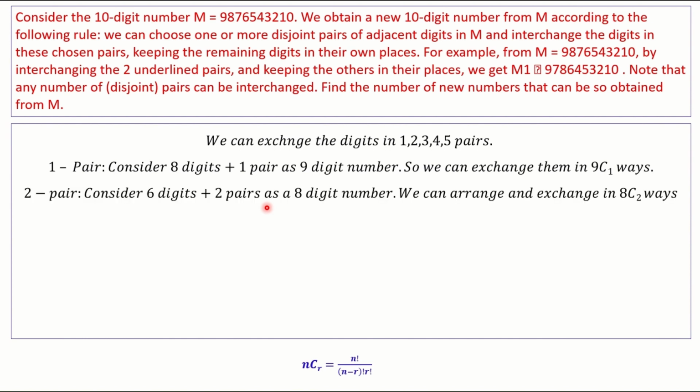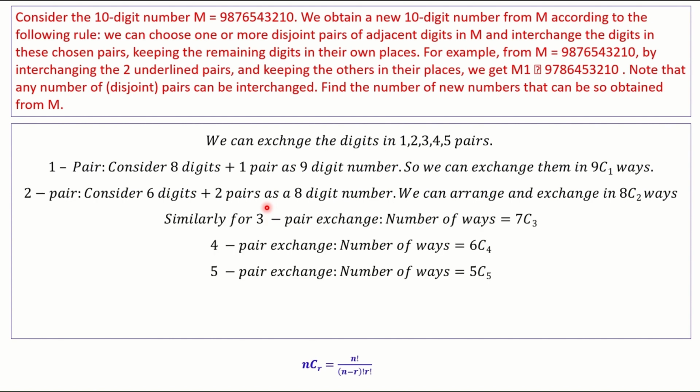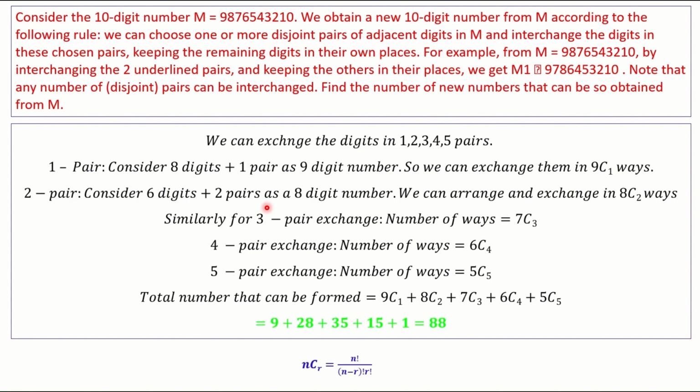Similarly, for two pairs, you consider 6 digits plus 2 pairs. Two pairs is 4 digits, so total is 10 digits. Now this is 8 objects. You can arrange them in 8C2 ways. Okay. Similarly, 3 pairs you can arrange in 7C3 ways and so on. So the total number of combinations you can make from the above number is 9C1 plus 8C2 plus 7C3 plus 6C4 plus 5C5. That is a total of 88 combinations you can make with this number.